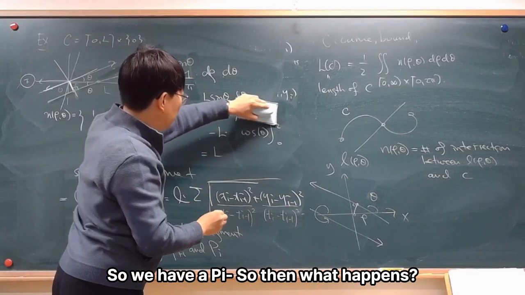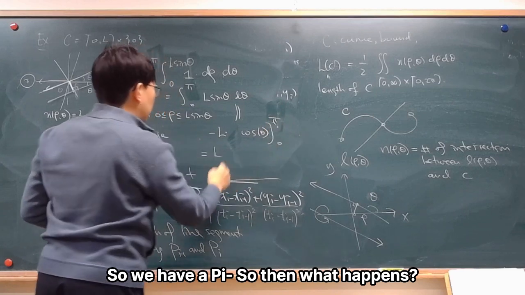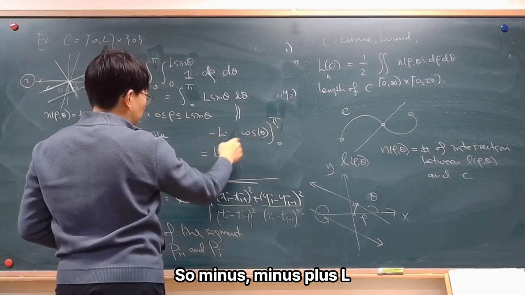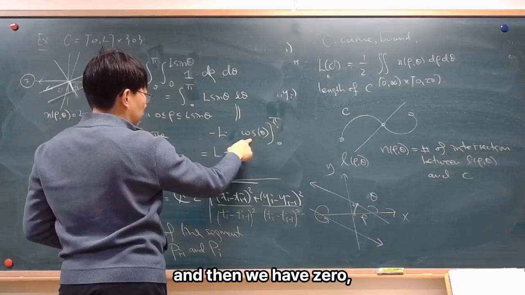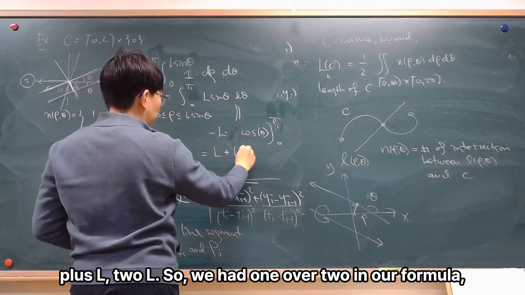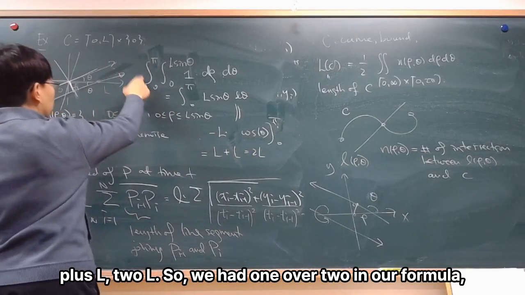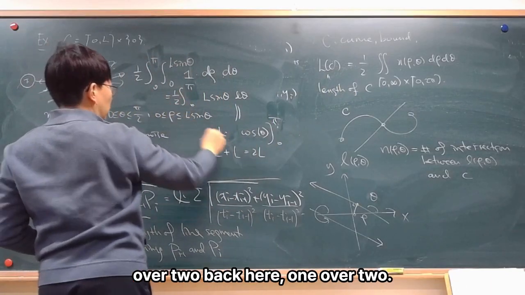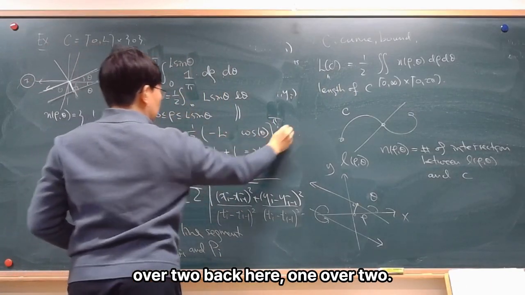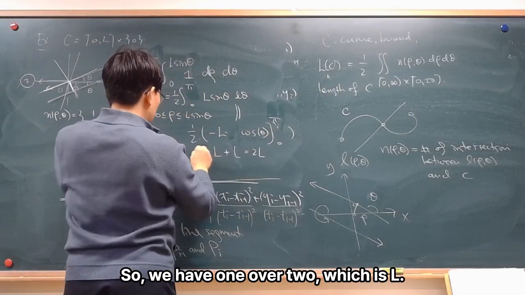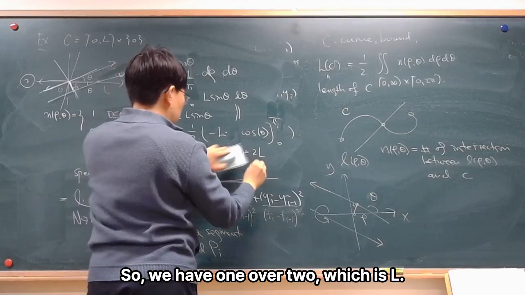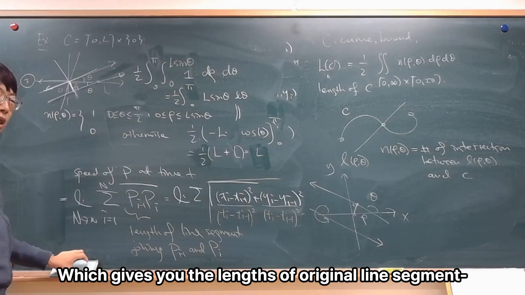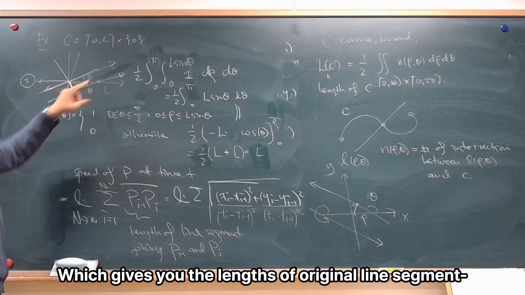So we have pi. Then what happens? We have cosine pi is minus 1, so minus minus gives plus L, and then we have 0, so it's L plus L, 2L. So we had 1 over 2 in our formula. So let's put the 1 over 2 back here. So we have 1 over 2 times 2L, which is L, which gives you the length of the original line segment, which is L.